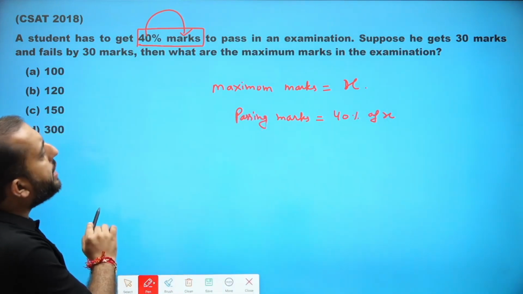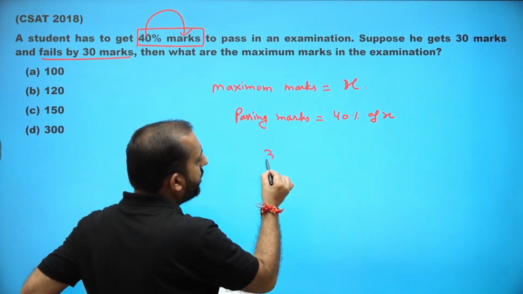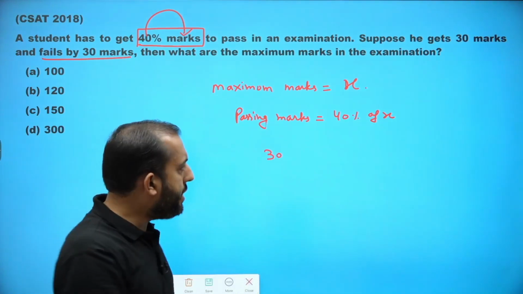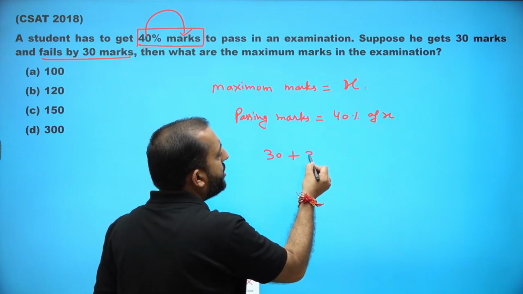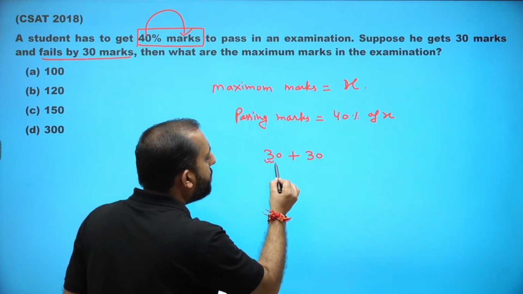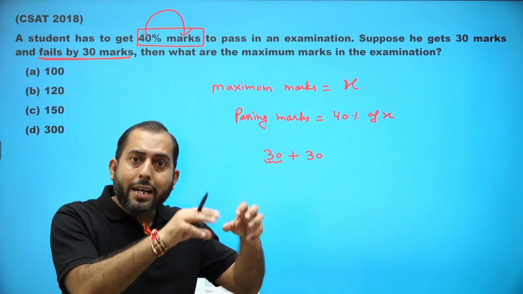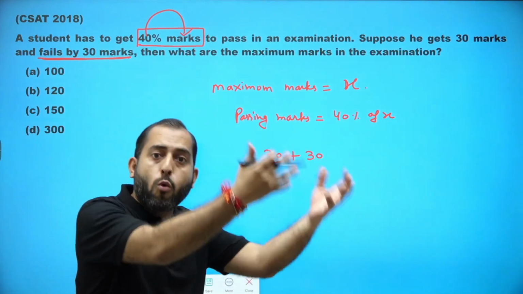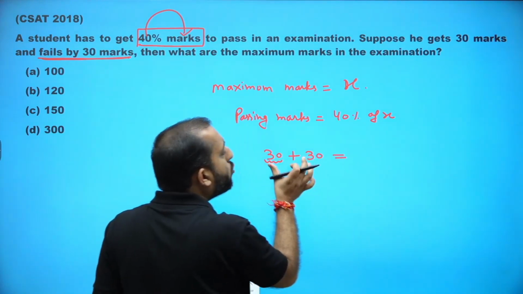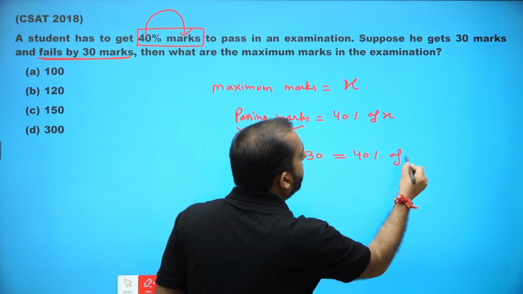Now suppose he gets 30 marks and fails by 30 marks. He scored 30 marks and he failed. Meaning, to pass that examination, he had to score 30 more marks. He got 30 marks and failed by 30 marks. Meaning, to pass that examination, he required 30 more marks. If he got 30 more marks, his marks will be equal to passing marks, which is 40% of X.